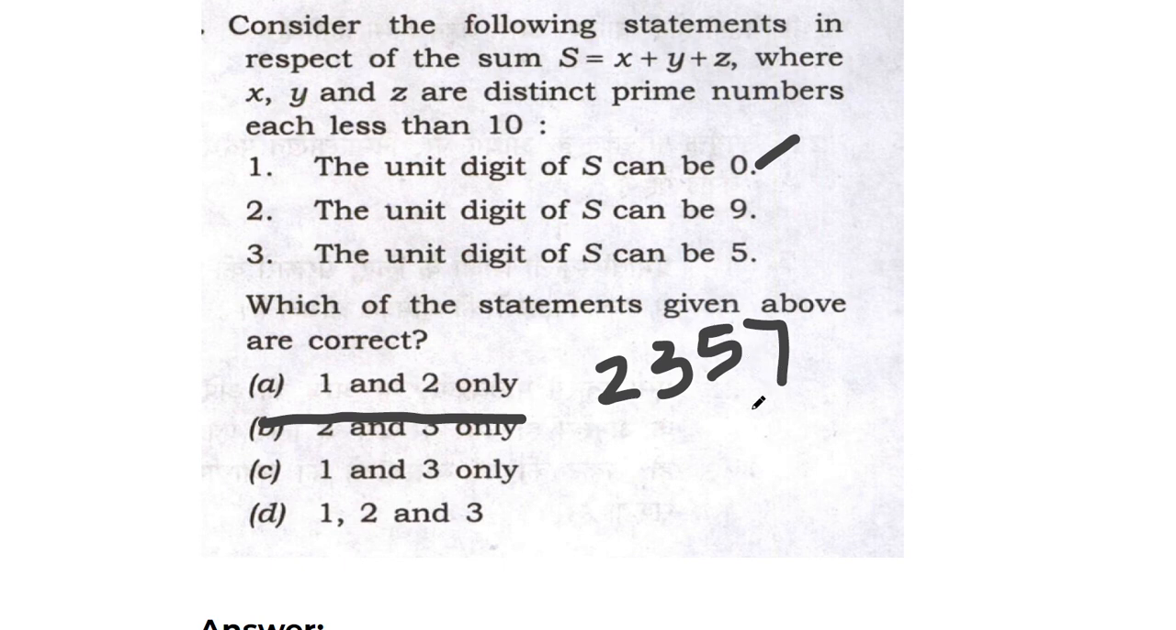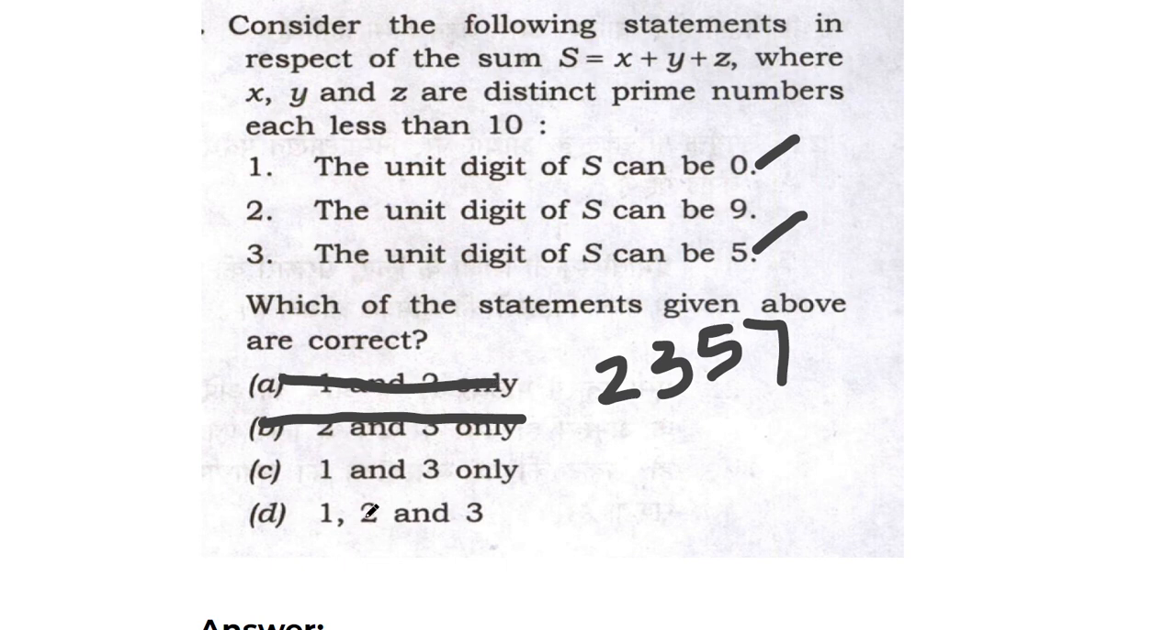Okay, then they are telling the unit digit of s can be 5. Okay, let us see. 7 is there, 3 is there. 7 plus 3 is 10 plus 5, 15. Okay, when sum is 15, unit digit will be 5. Yes, correct. Okay, so now wherever the 3 is correct, so this statement goes wrong.